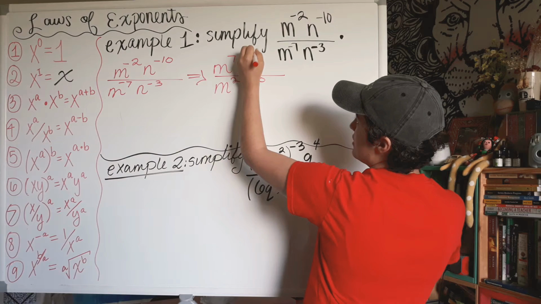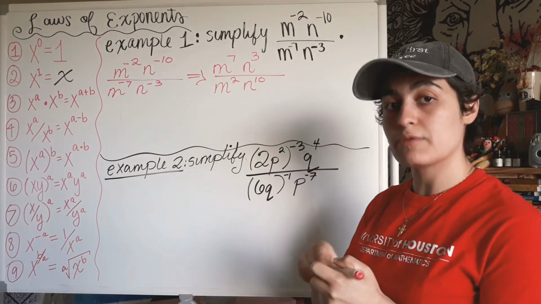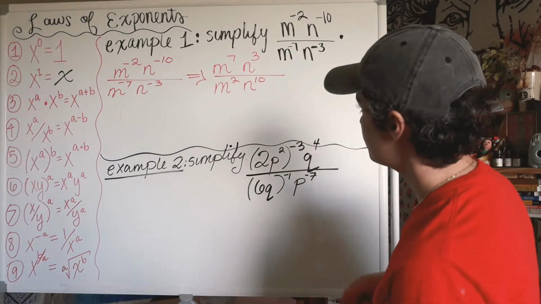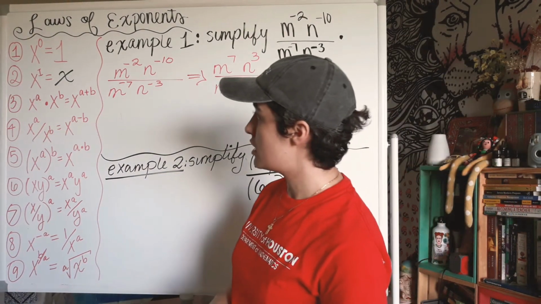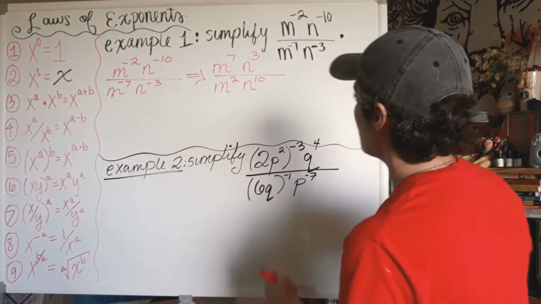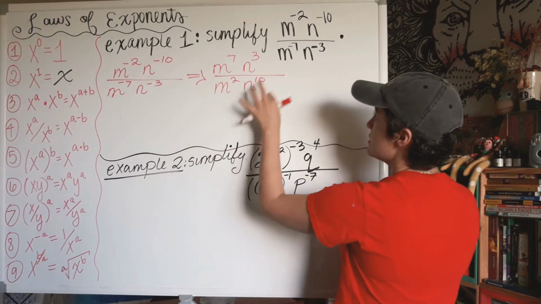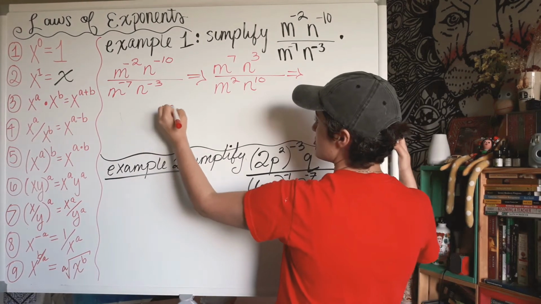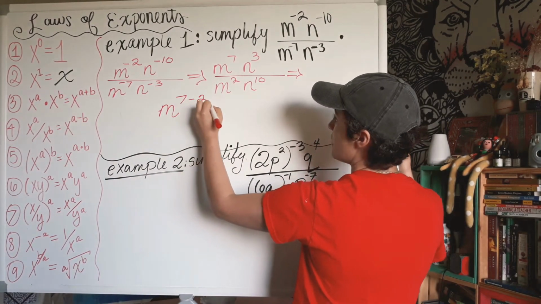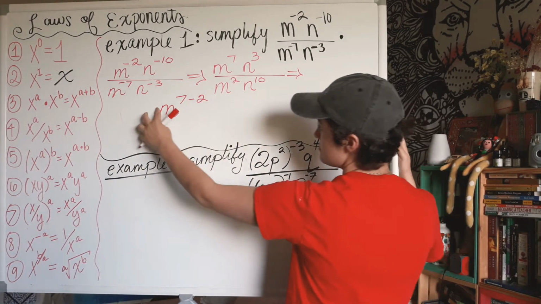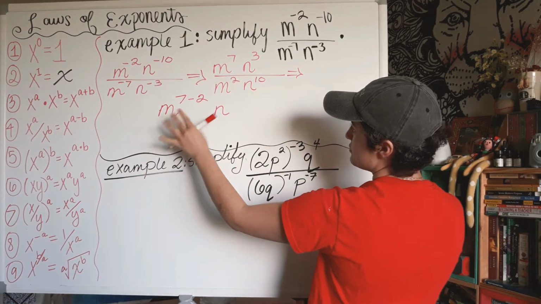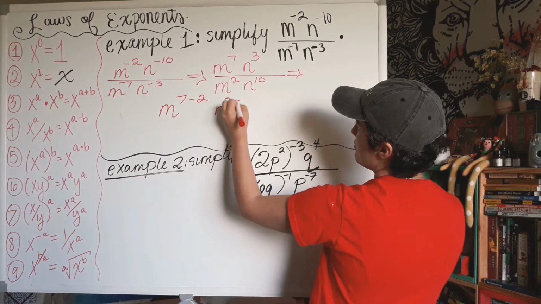M7 and n3. So automatically it looks a lot nicer. So now we're going to keep going. Now we're going to use rule number 4. Same bases, except the exponents are different. So this becomes m to the 7 minus 2, n, just right next to each other, and 3 minus 10.